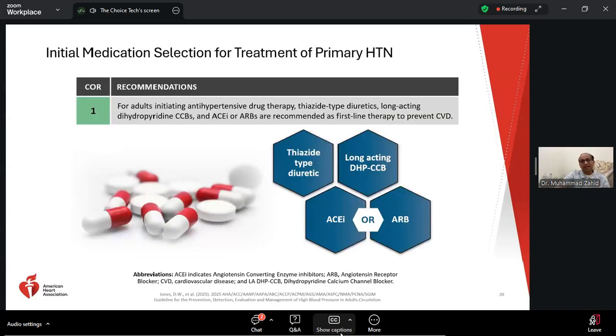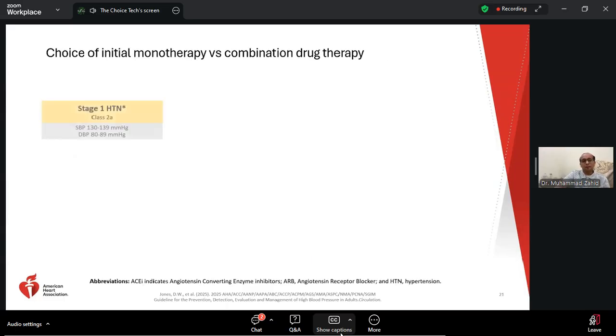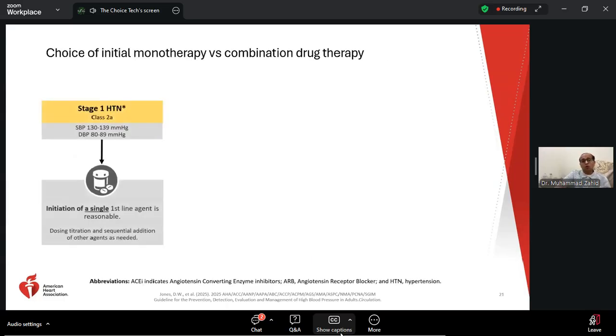So what are the antihypertensives? The main ones we can use are ACE inhibitors or ARBs, thiazide-like diuretics, and long-acting calcium channel blockers. For stage 1 hypertension, which is blood pressure above 140/90, or above 130/80, you need to start them on a single antihypertensive.